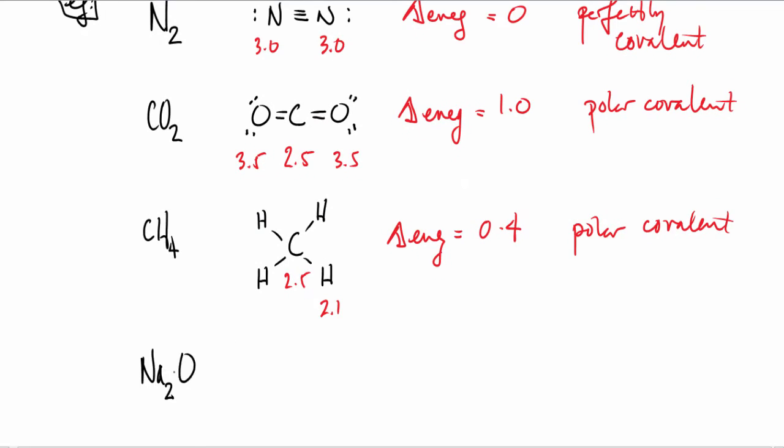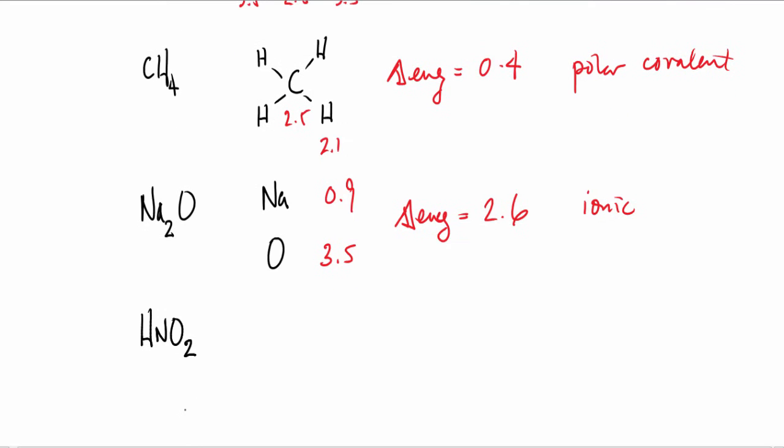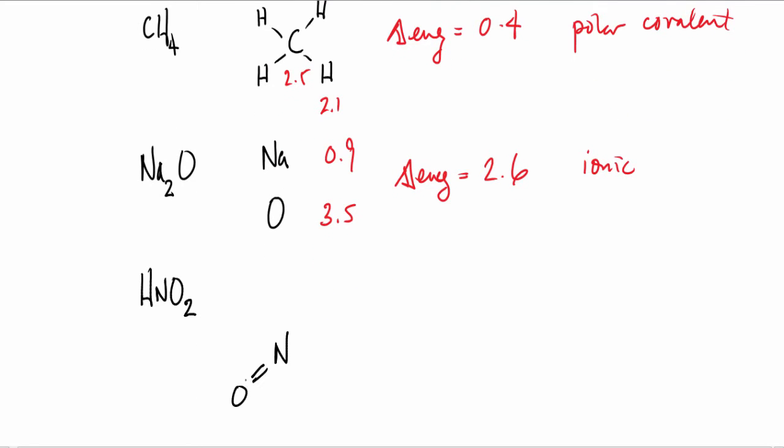Let's now look at sodium oxide. Sodium has an electronegativity of 0.9, oxygen of 3.5. The difference is 2.6. Obviously, it's a very ionic bond. The oxygen has stolen the electron away from sodium, and now the bonding is ionic.